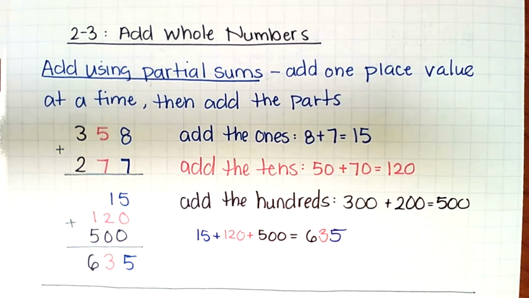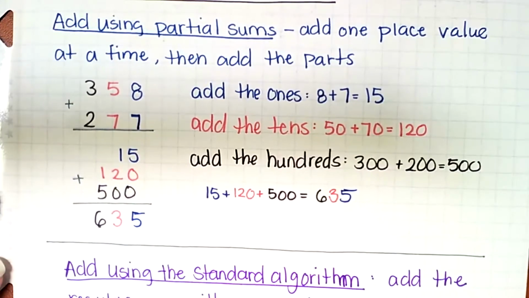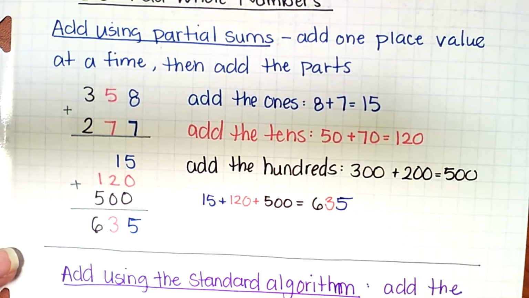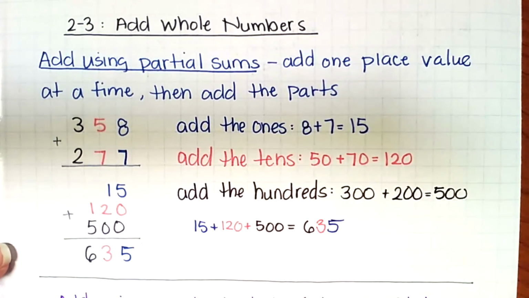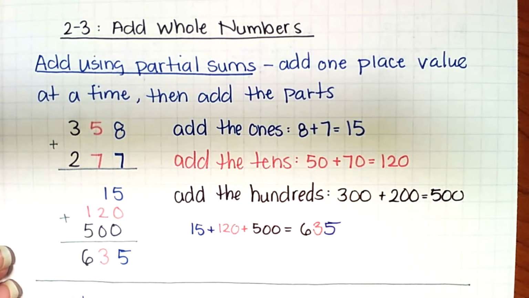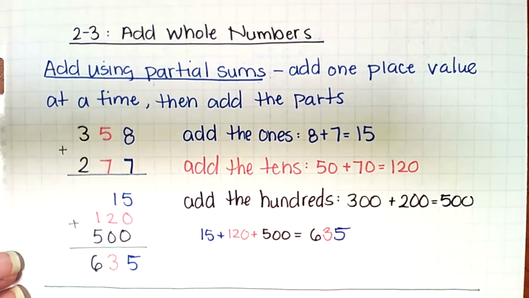So when we are working on adding by using partial sums, it means you have part of your answer. It means you don't have the whole answer yet. So you're going to add one place value at a time and then add those parts together to find your answer. This is a little bit confusing for some people, so if you don't want to use this strategy, that's okay. We're going to get into the regular way, or the standard algorithm, the standard set of steps that we use, in just a moment.